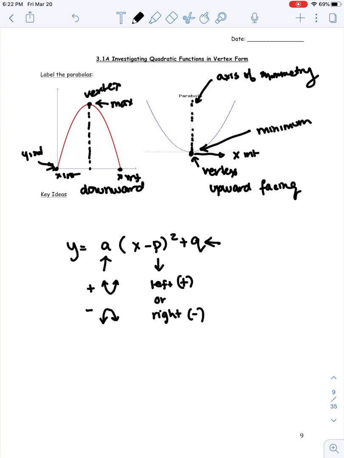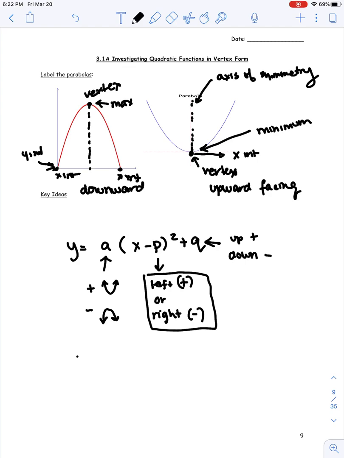And q can move it upwards or downwards. If there's a plus sign in front of q, it's going to be moving up. If you see a negative sign, it's going to move downwards. The one you've got to watch for is the p-value, because it's kind of like reverse psychology. It's opposite of what you see in the equation. That's what's really happening to it. So that's the one you've got to be careful with.